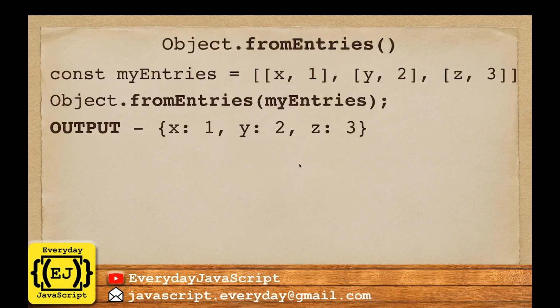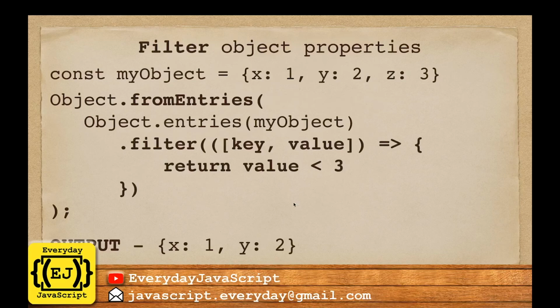The use case of this is that it can be used to filter out unwanted properties, or a certain condition that we want to execute. So in our case, we want to filter out the properties which have a value less than 3. So in our case, z would be filtered out, and we'll get the output as 1 and 2. Another use case is if you want non-null properties. So this is quite useful.